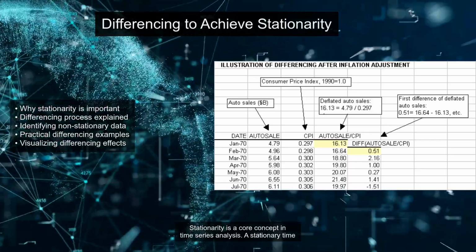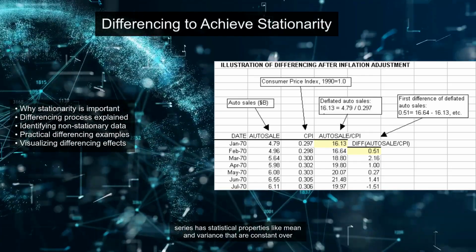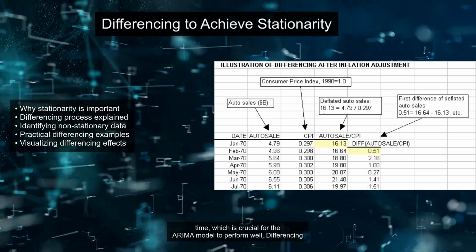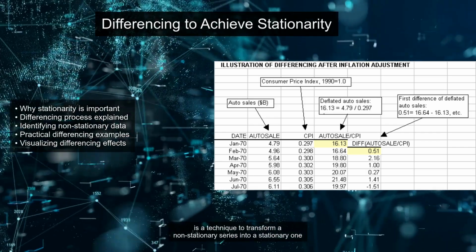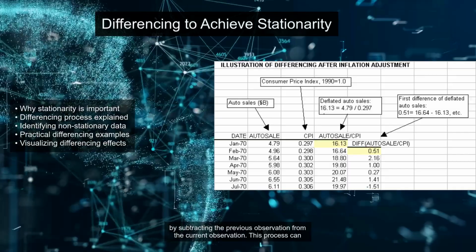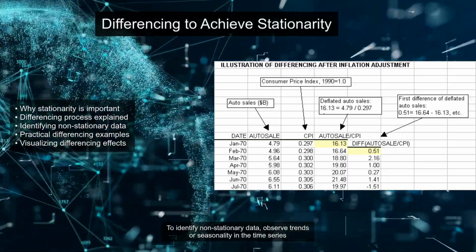Stationarity is a core concept in time series analysis. A stationary time series has statistical properties like mean and variance that are constant over time, which is crucial for the ARIMA model to perform well. Differencing is a technique to transform a non-stationary series into a stationary one by subtracting the previous observation from the current observation. This process can be repeated, termed as the degree of differencing, until stationarity is achieved.